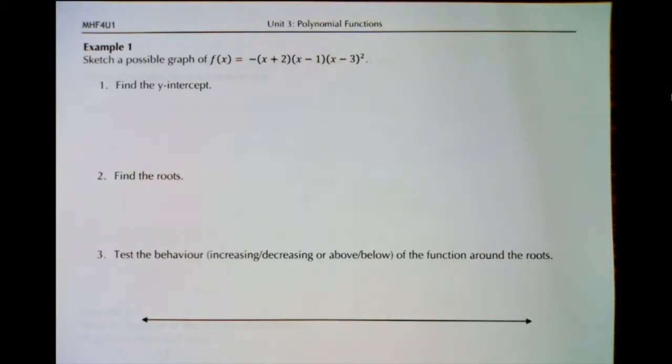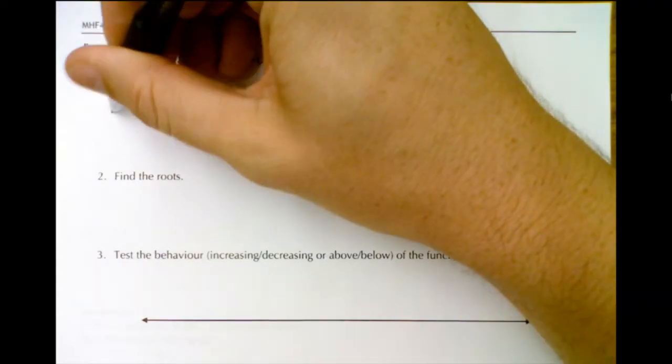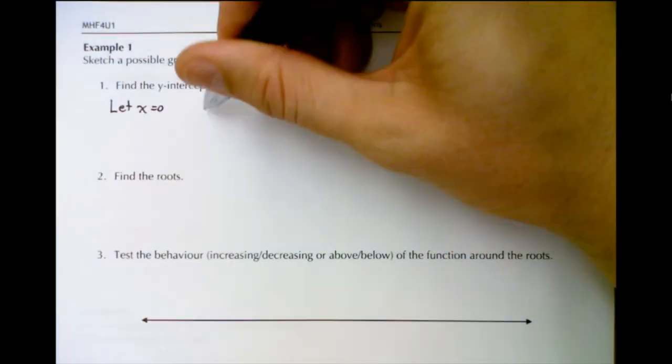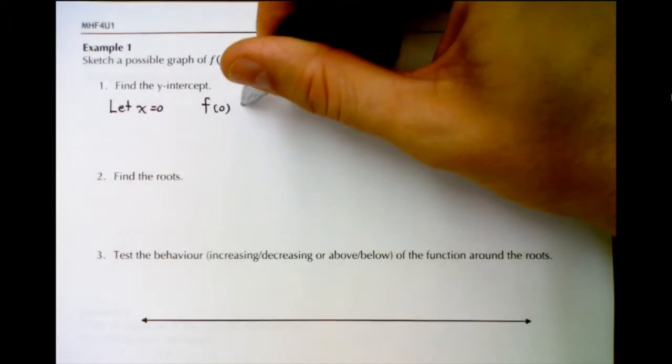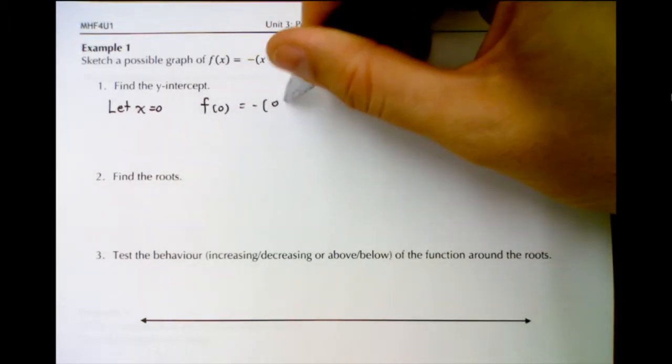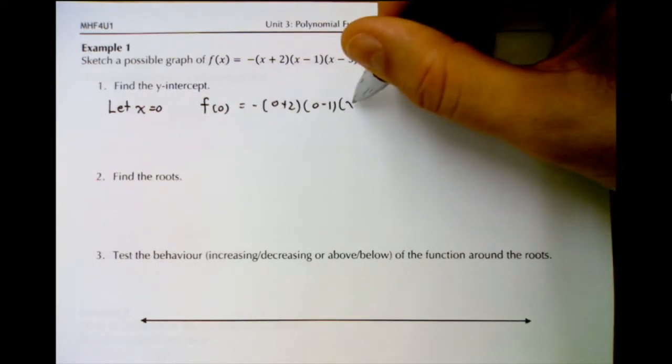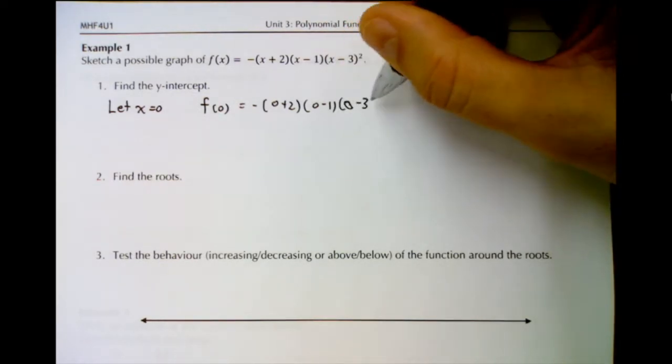The first step is actually to find the y-intercept. The y-intercept can be found by taking x and setting it equal to 0, because we know at the y-intercept x will be 0. So we're going to start by letting x equal 0 and solving. So what is f at 0?